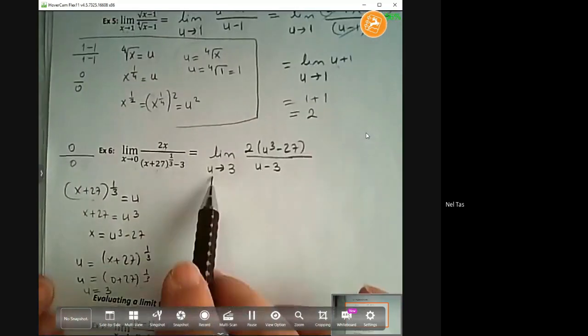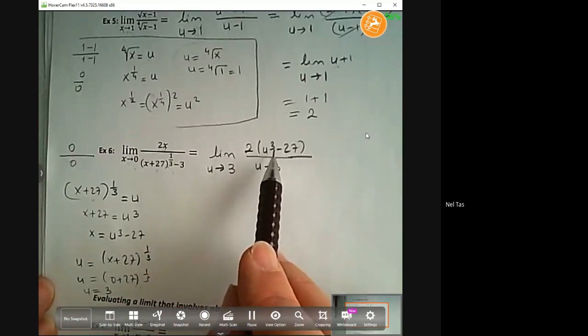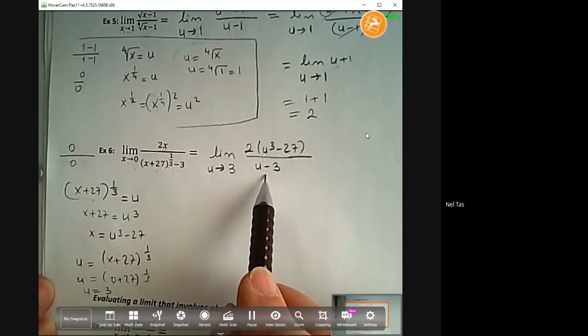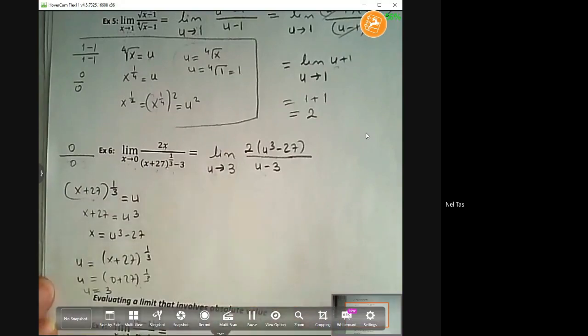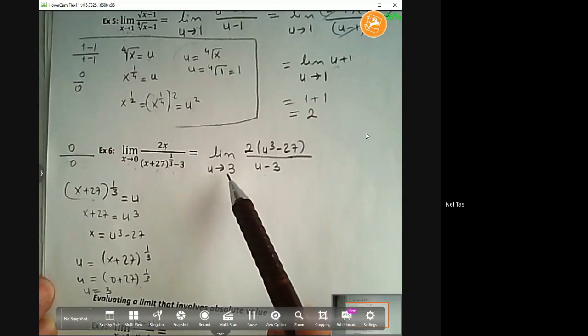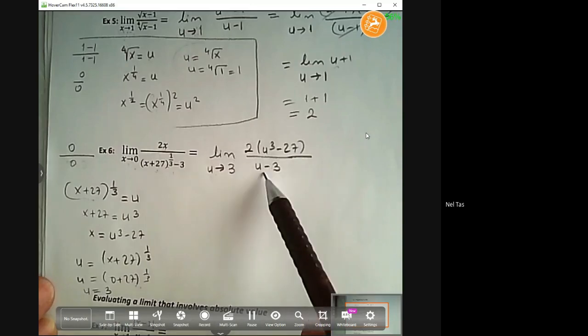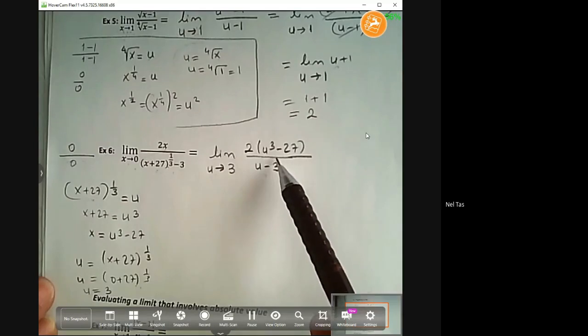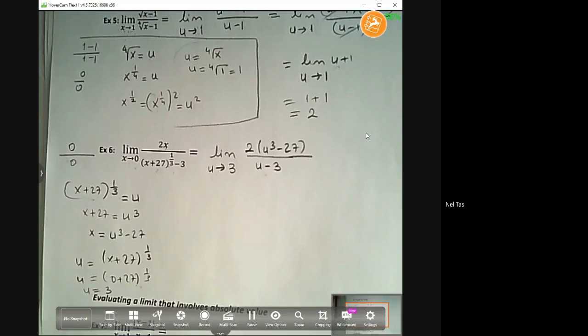Okay. After you change the variable, you should notice that you still have 0 over 0. You did not change that situation yet. Okay. So that could be your checkpoint. After you change the variable, you may substitute, let's say in this case 3, and then see if you're still getting 0 over 0. You should be, if you did not make a mistake, because we didn't change anything yet. We just changed the variable, but we did not change the situation of 0 over 0 yet.